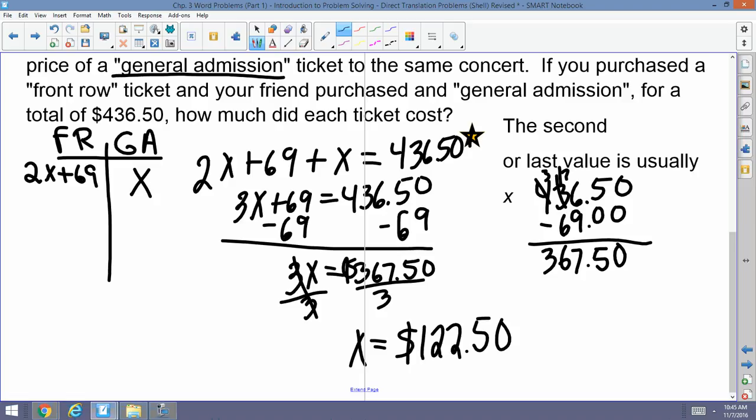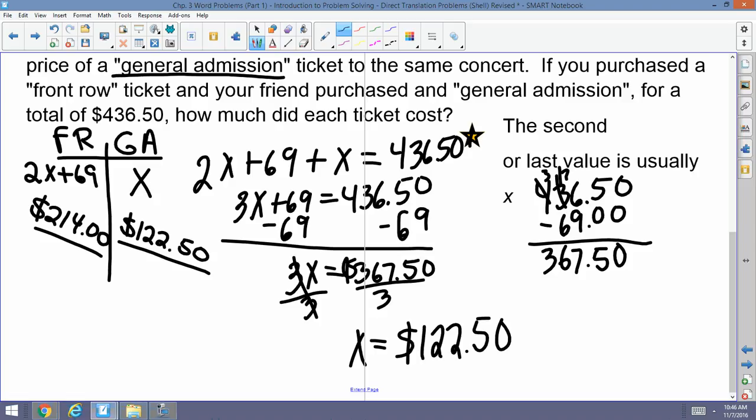I want to find the price of both tickets, guys. So guess what? That's why this table again comes in clutch. X is $122.50. So my general admission is $122.50. So what's my front row? 122 times 2 is what? 145. So 145 and 60, it's 215 or 214? 214. Yeah, 214. And there it is. Bada bing, bada boom. Guess what, guys? You just solved the word problem.